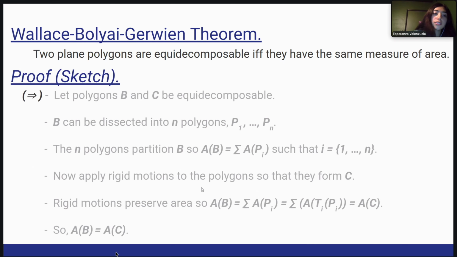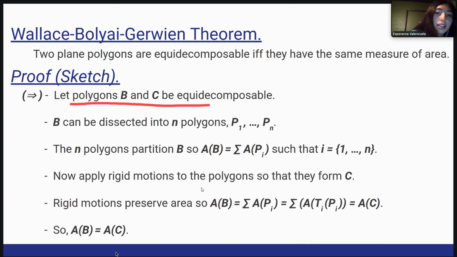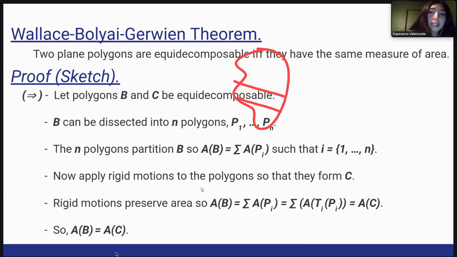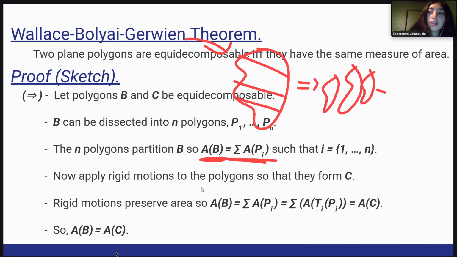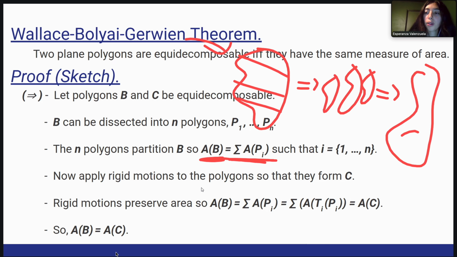So we're going to let polygon B and C be equal decomposable, and B can be dissected into n polygons. And if you look here, you'll notice that those n polygons partition B. So the area of B equals the sum of the area of those n polygons. And so we have all n of these pieces, and we will apply rigid motions to each of those pieces to form polygon C.